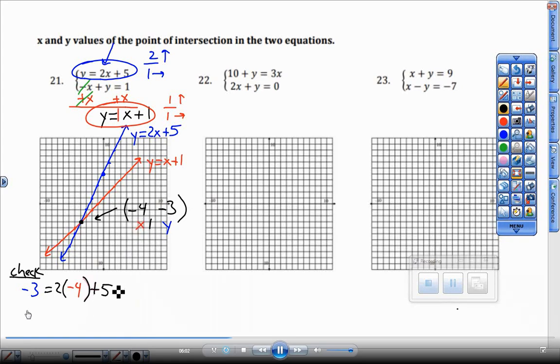And that gives me -3 equals -8 plus 5. That is a true statement. -3 does equal -3.